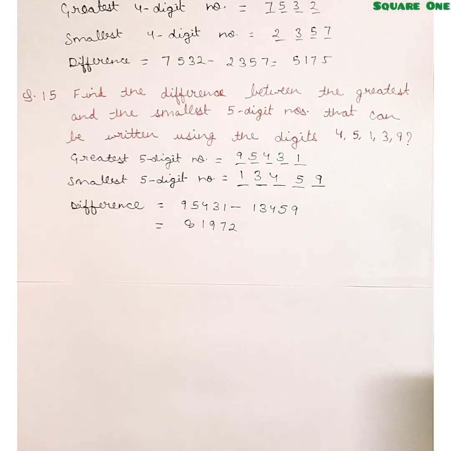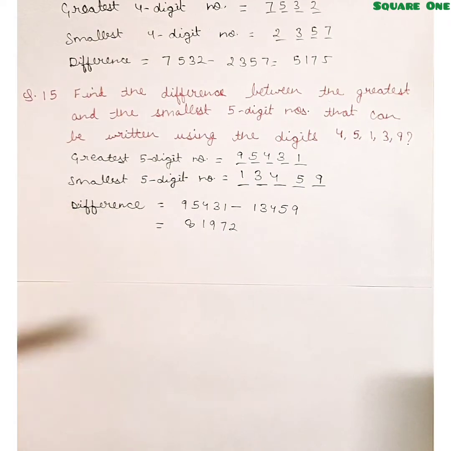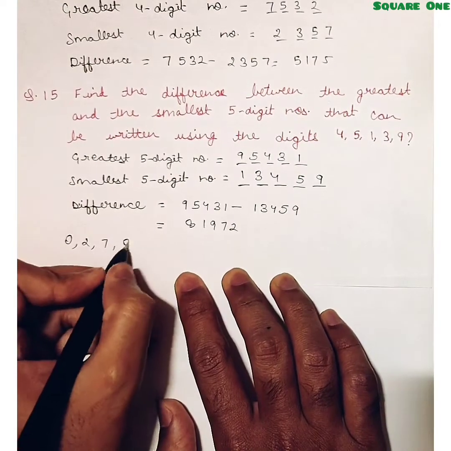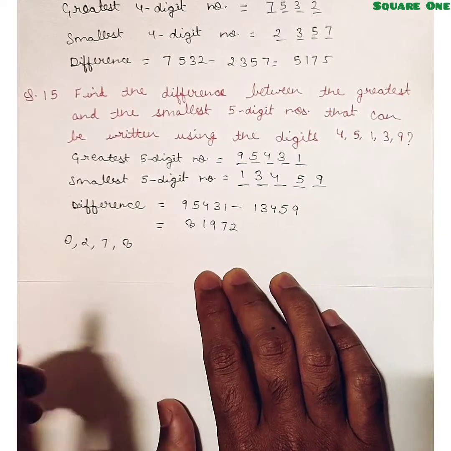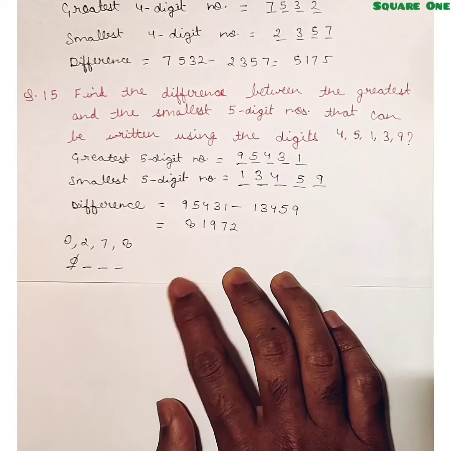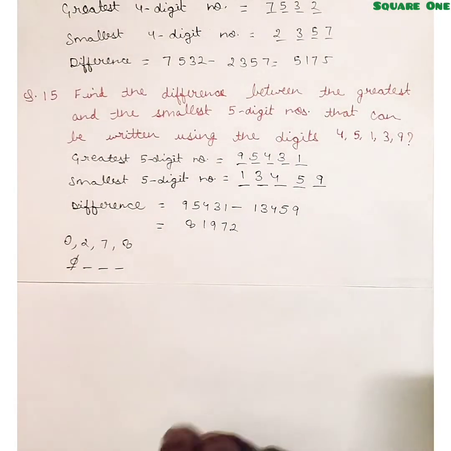Now let me tell you one thing. Whenever we form a number, it cannot start from the digit 0. Okay, suppose I am given digits something like 0, 2, 7, 8, and I have to form a 4-digit number. Then our 4-digit number cannot start from 0. This is wrong. We can never form a number from 0. A number never starts from 0. So you have to use any other digit besides 0 for the first place.